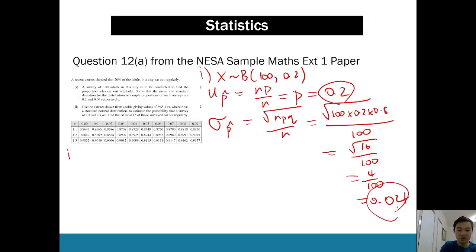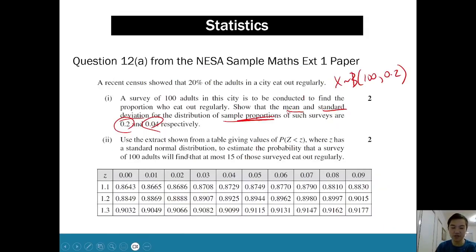So for part 2, they say to use the extract shown from the table, giving values of p where Z is less than z. So this is the z table for the standard normal distribution, and this gives you the values of the cumulative distribution function, giving you the area under the probability density function of the standard normal distribution.